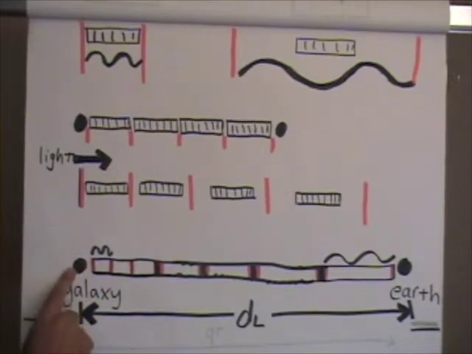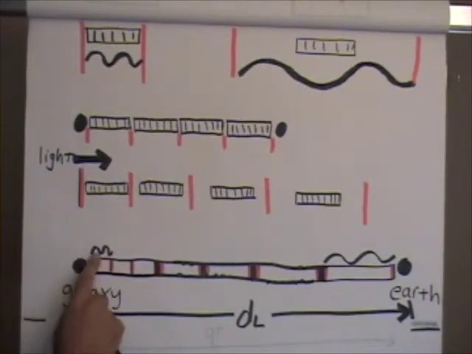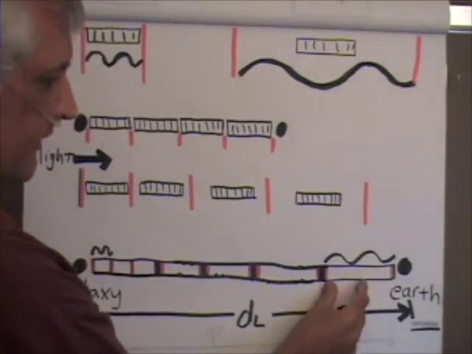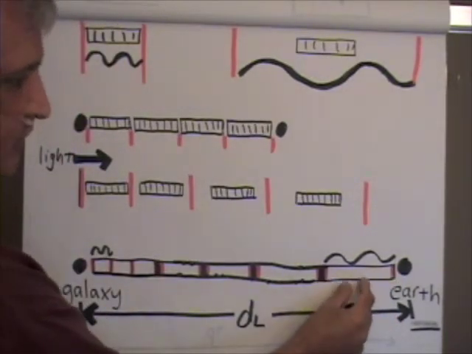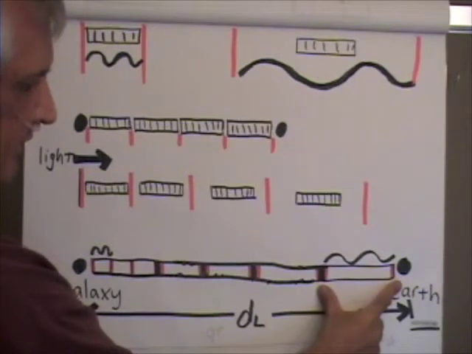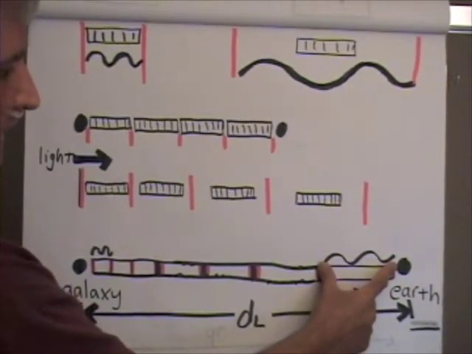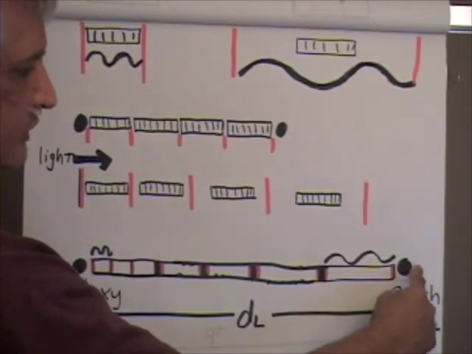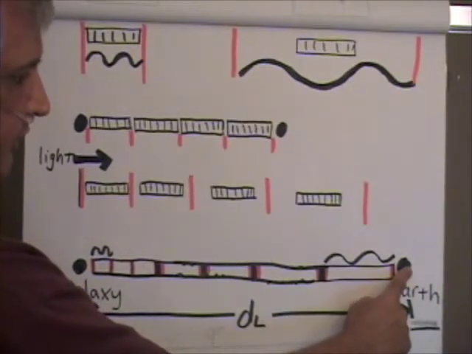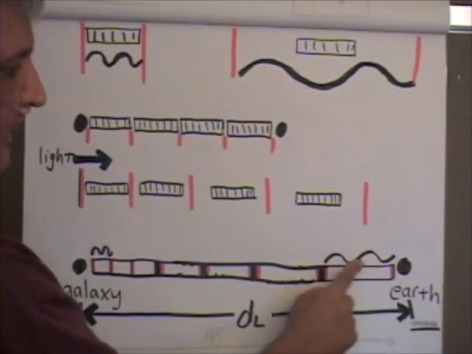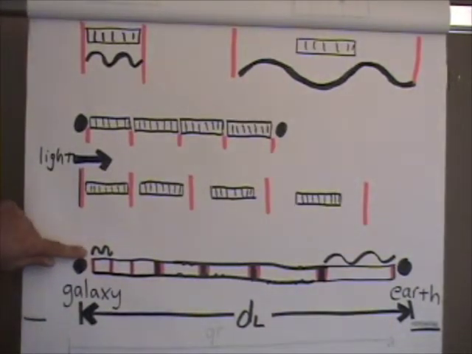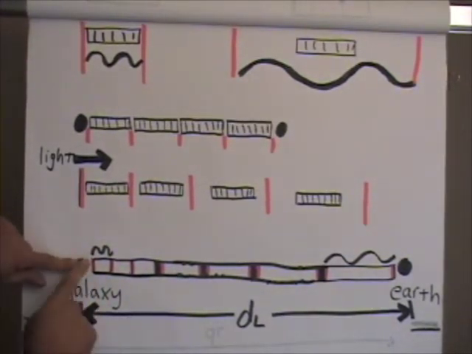Here's the galaxy. At the beginning, the light occupies a segment of space and has a certain wavelength. As the light travels to Earth, each segment of space has expanded and the wavelength of the light has lengthened. So when it's observed at Earth, it's observed with a redshift caused by the expansion of space during the time of travel.